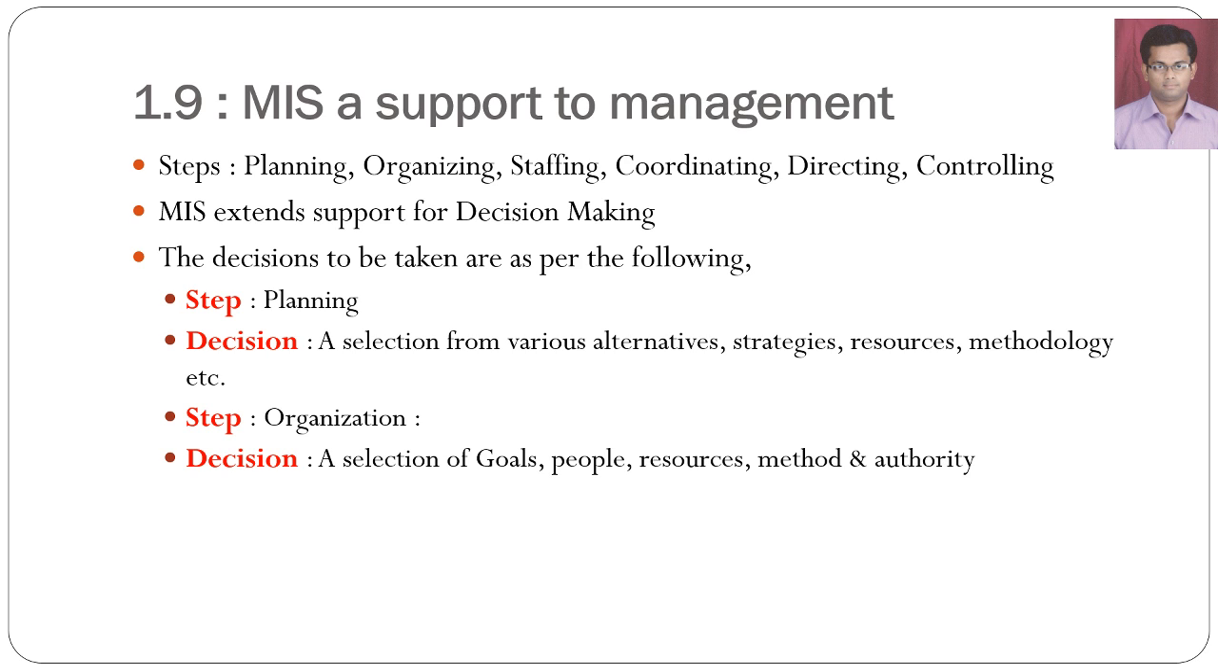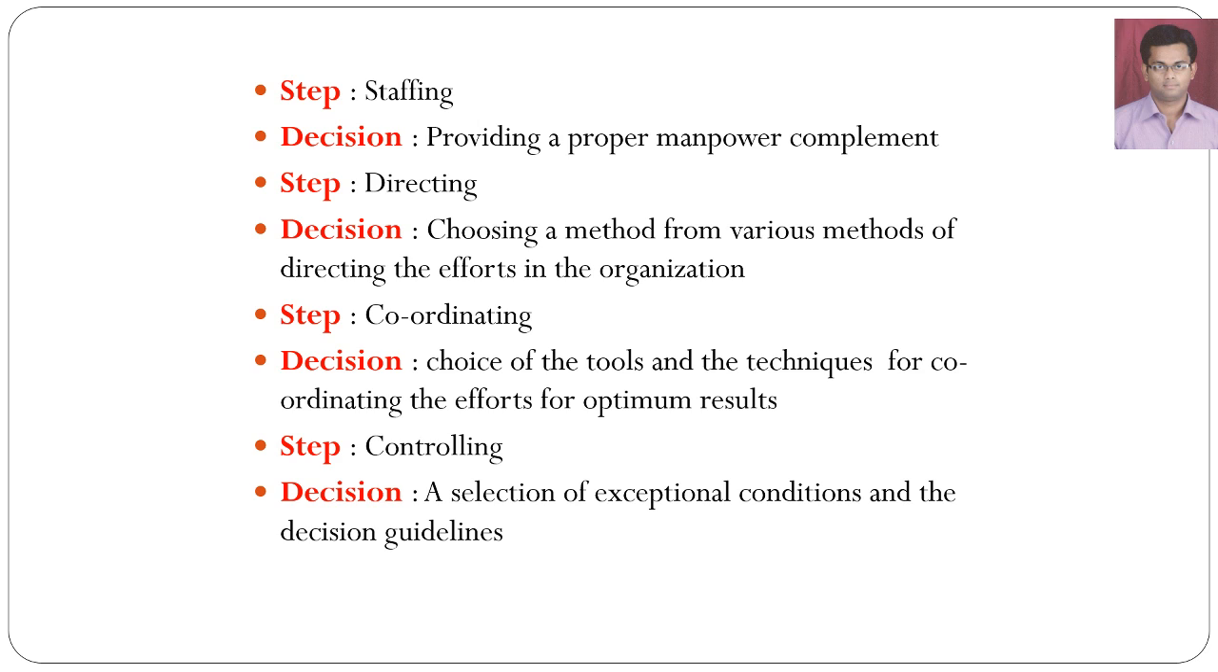First, let us focus on planning. Here, a decision is defined to be a selection from various alternatives, strategies, resources, methodology, etc. The next step is organization, and the kind of decision made here is a selection of goals, people, resources, method, and authority.